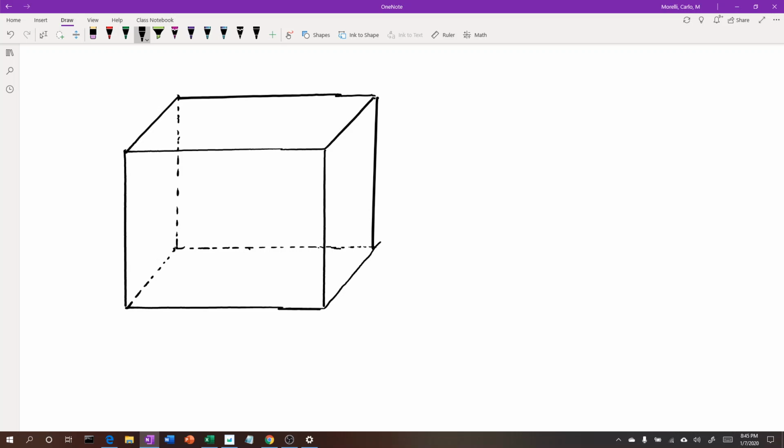Okay, so we have a box. And let's label that box A, B, C, D, and then M, L, O, and N.